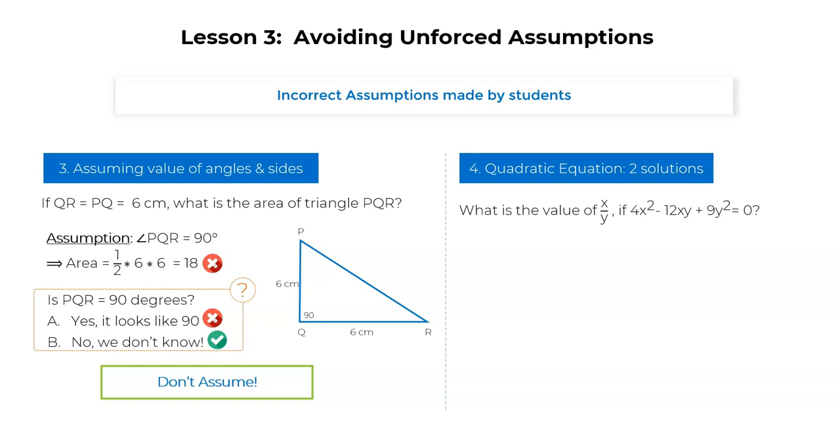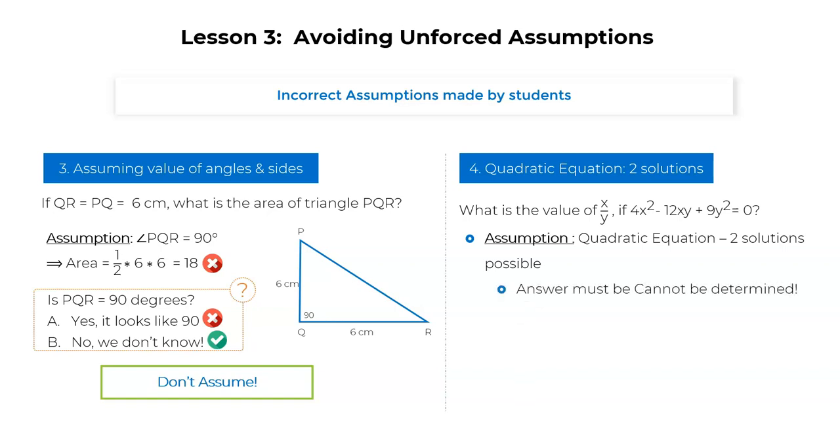Okay, and to help you understand this, I've taken this example here. If the question says, what is the value of x by y, and you're given a quadratic equation, what people usually do is they look at it and assume that, hey, it's a quadratic equation, two solutions possible, and if the answer option has "cannot be determined," you mark that and move on. And I've seen a lot of people do that.